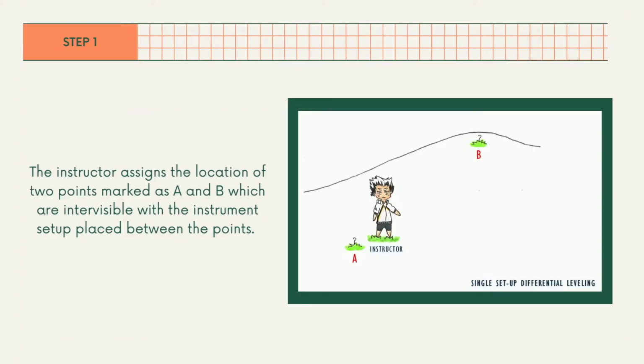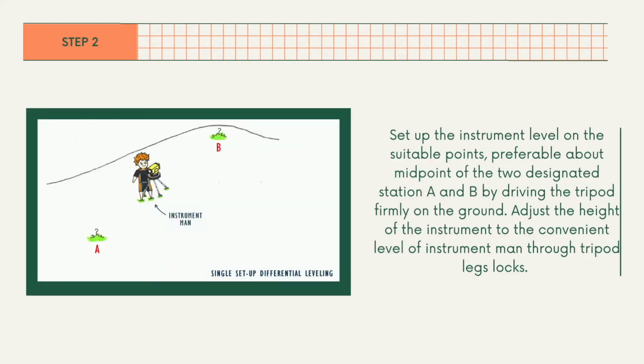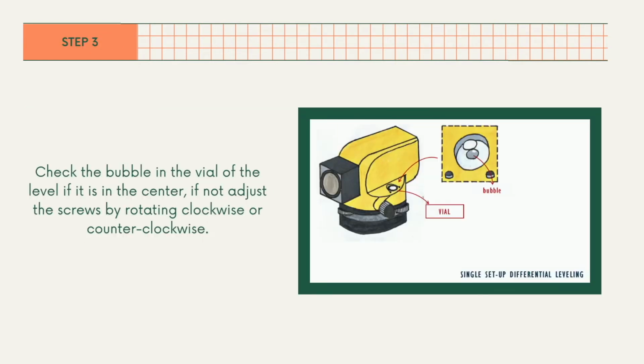Now for the procedures. The instructor assigns the location of 2 points marked as A and B, which are intervisible with the instrument setup placed between the points. Set up the instrument level on suitable points, preferably about midpoint of the 2 designated stations A and B, by driving the tripod firmly on the ground. Adjust the height of the instrument to the convenient level of the instrument man through tripod leg locks. Check if the bubble in the vial of the level is in the center. If not, adjust the screws by rotating clockwise or counterclockwise.